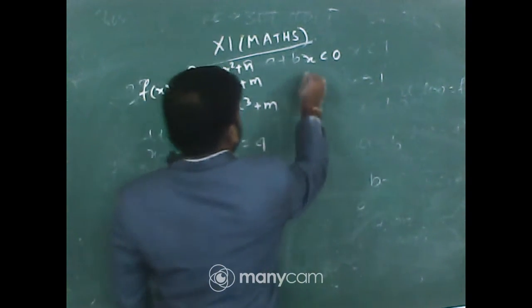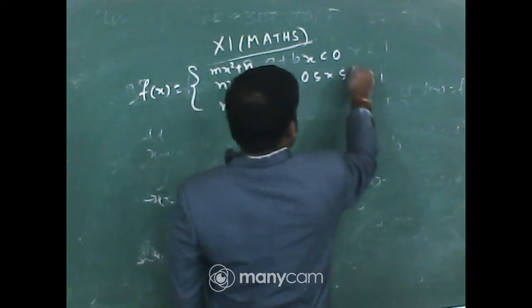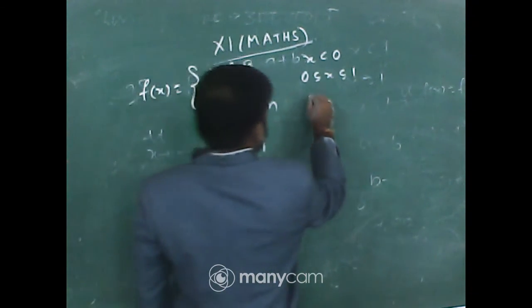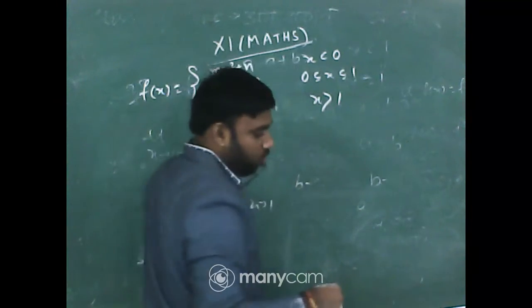where fx is mx square plus n for x less than 0, nx plus m for 0 less than or equal to x less than or equal to 1, and nx cube plus m for x greater than 1. Got it, everyone?